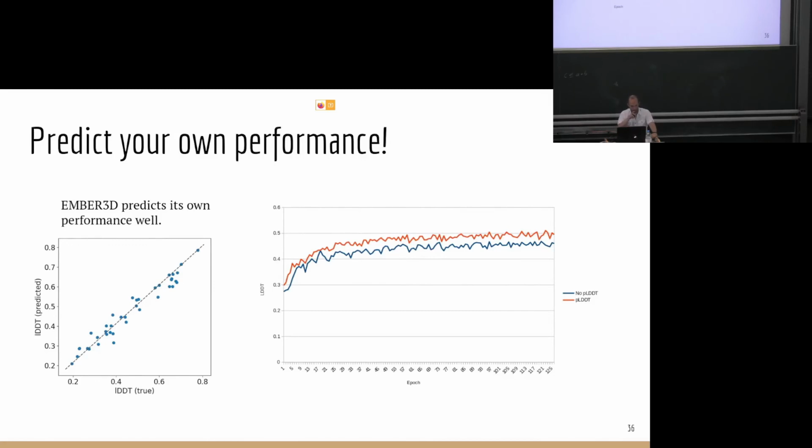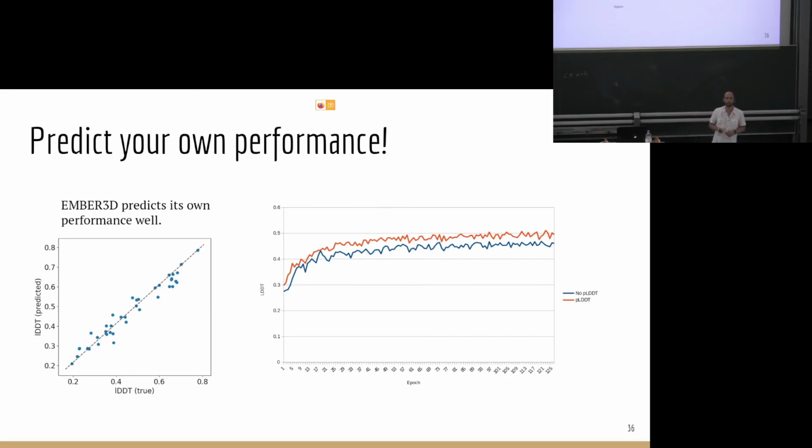Now, a point about predicting one's own performance, which I think is crucial to make here. AlphaFold was the first one to do it. Rosetta Fold followed up, did it as well. I'm doing it as well in Ember 3D, and this is actually the thing the network learned the fastest. Here you see the correlation between the true LDDT and the predicted LDDT that my system generates, and you see this matches up quite nicely. So it's a quite reliable performance indicator, which is great to have.